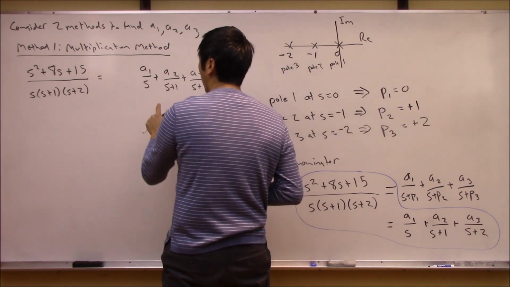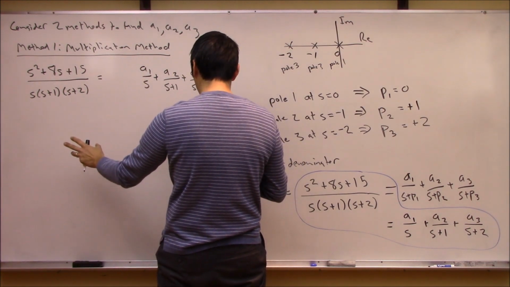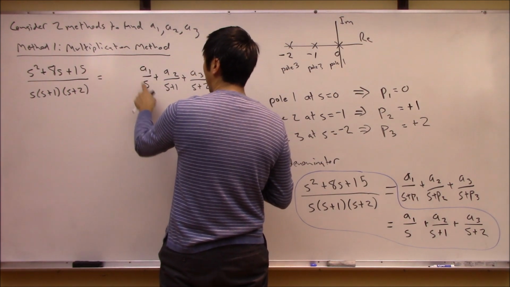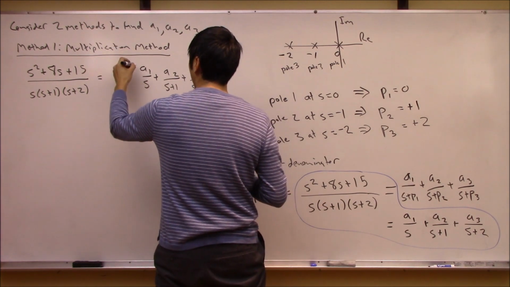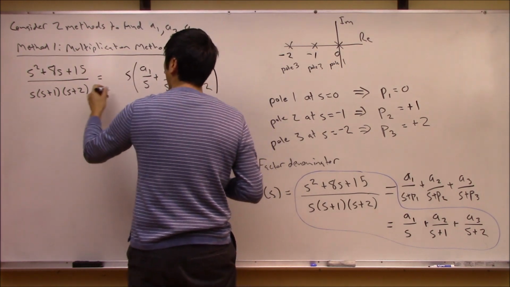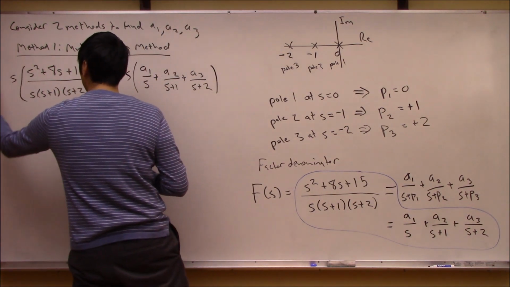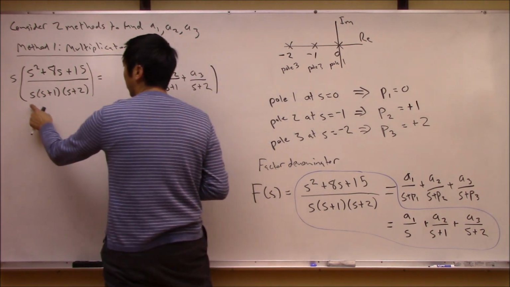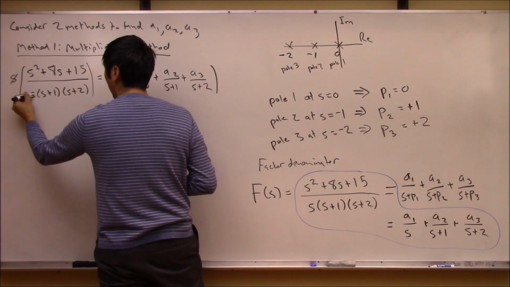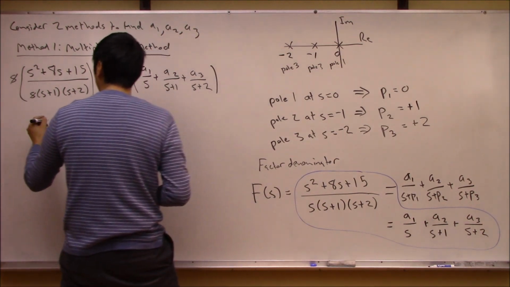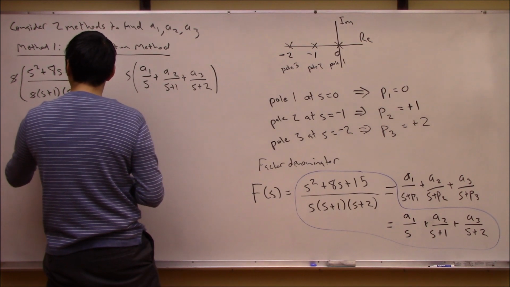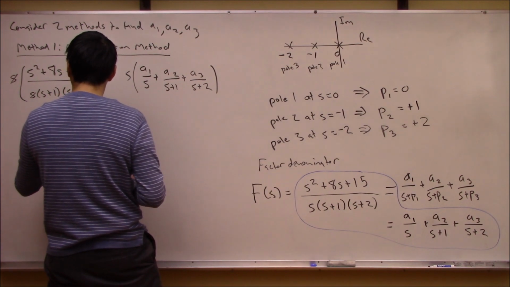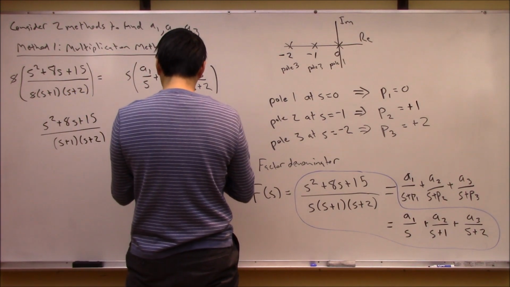So to get a1, what we're going to do is multiply both sides by the term that's associated with a1, namely the s, okay? So what I mean by that is let's multiply this side by s and multiply the other side by s. Now, when you do that, what's handy about this is, check this out, this s is going to cancel this s here. So rewriting this, we end up with s squared plus 8s plus 15 all over s plus 1, s plus 2. That's what the left-hand side becomes.